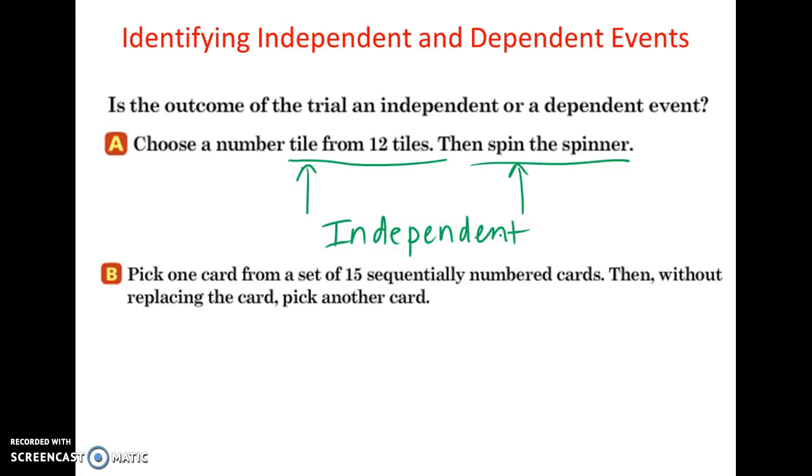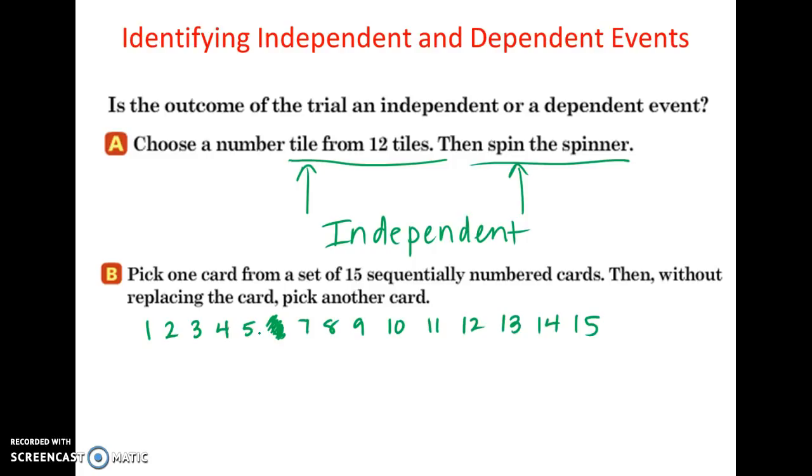And then part B, pick one card from a set of 15. Then, without replacing the card, pick another card. So if I have cards 1 through 15, I'll write this out real quick. And then I choose one of these. I choose a card at random. Let's just say it's 6. So 6 is now gone. And then, without replacing the 6, I choose another card.